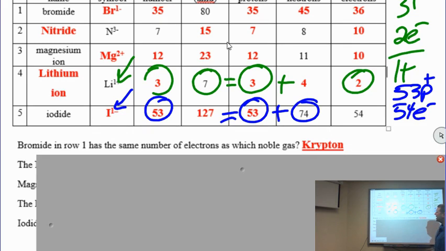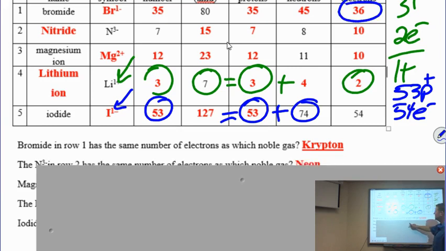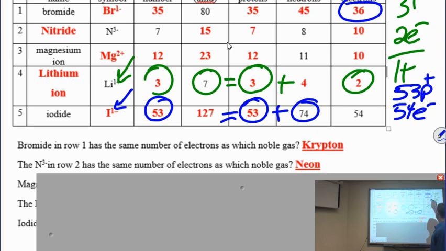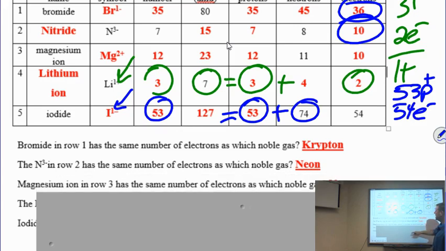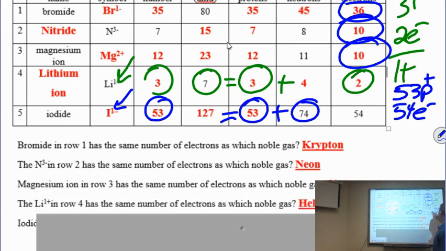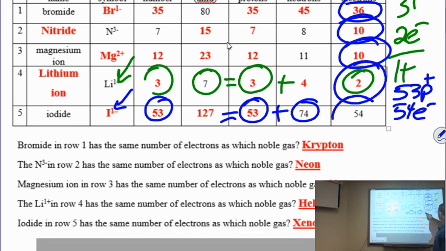So bromide has the same number of electrons as krypton. So if we look at krypton on our periodic table, it's got 36 electrons. And if we look at nitride, it's got the same number of electrons as neon, which is a noble gas. And if we look at magnesium ion, it's got the same number of electrons as the noble gas neon. And if we look at lithium ion, it's got the same number of electrons as helium. And if we look at iodide, it's got the same number of electrons as xenon. So again, elements on the periodic table try to get to the same number of electrons as a noble gas.